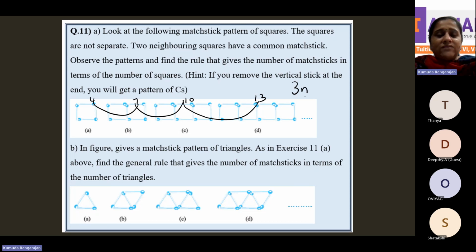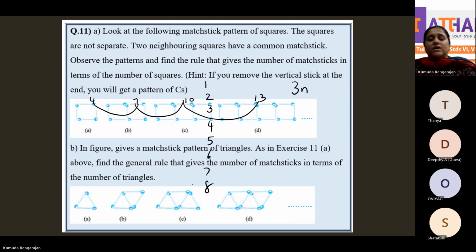Now what is n here? n can take different values. n can be 1, n can be 2, n can be 3, n can be 4, n can be 5, 6, 7, 8, anything. Now take n as 1. So 3 into 1. What is 3 into 1? 3. But what is the first answer you have here?